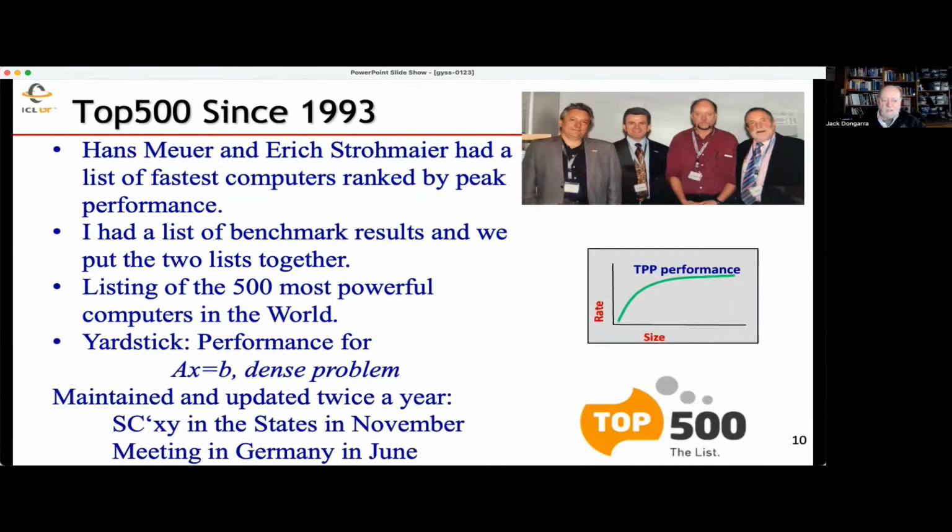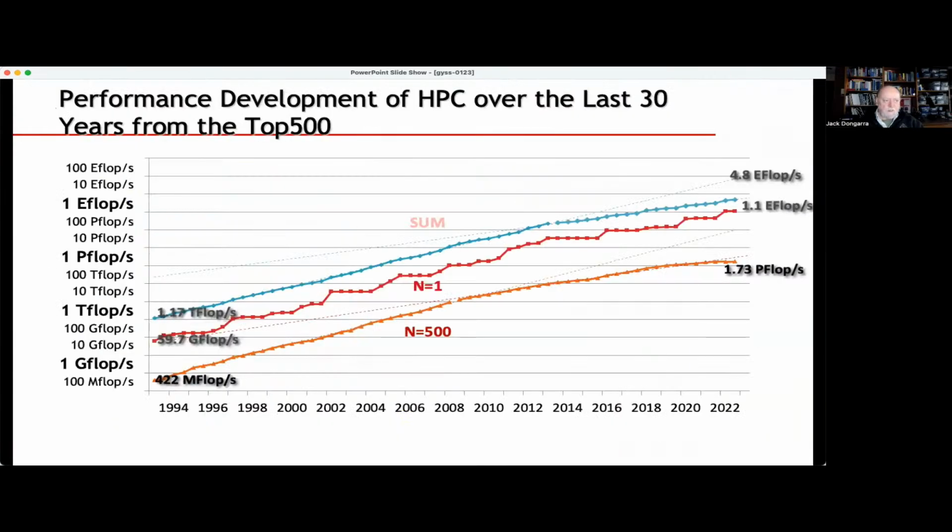So the list comes out twice a year. It comes out in November and also in June. The most recent list is from November of 2022, and it shows the rankings then for these computers. So this is, in some sense, a snapshot of high performance computing going back to 1993 when we started. The red dots indicate the fastest computer. So today, the #1 computer is at 1.1 exaflops. The computer on the bottom of the list today is at 1.73 petaflops, or 1.73 times 10 to the 12 floating point operations per second. So that's the bracketing, if you will, for high performance computing.